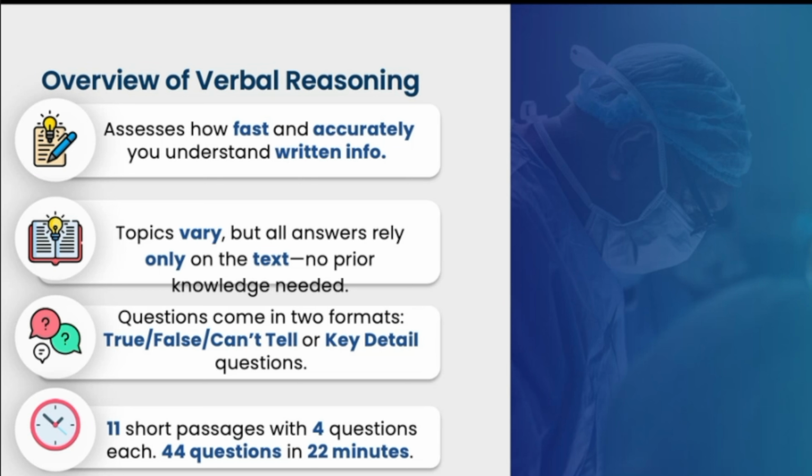So questions come in two formats. You have the true, false, can't tell, or key detail questions. True, false, can't tell are generally the easier ones because usually for those ones, you'll either see the information within the text immediately, or you can infer about that immediately. The key detail questions are harder because they'll ask you to understand the text more and interpret the text more.